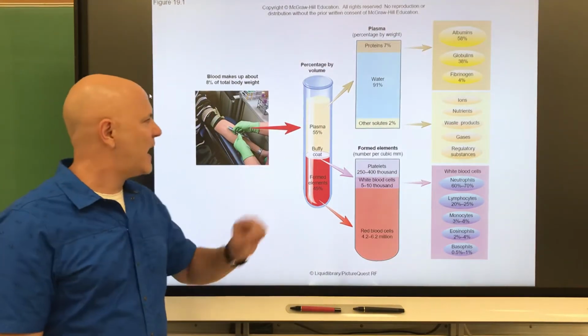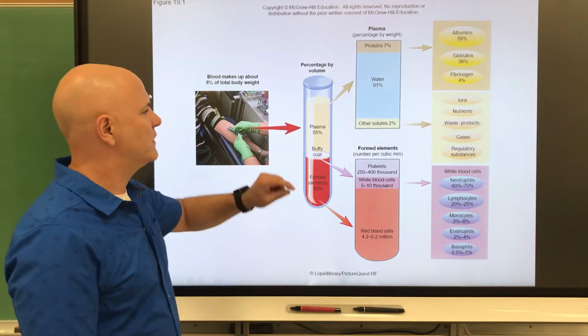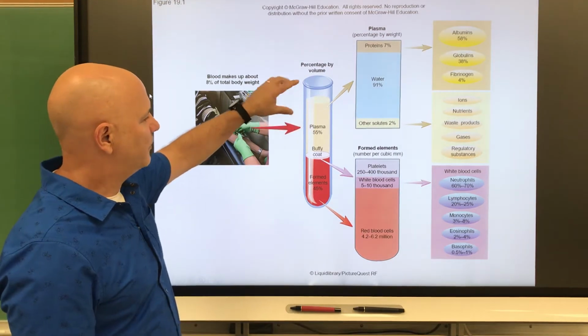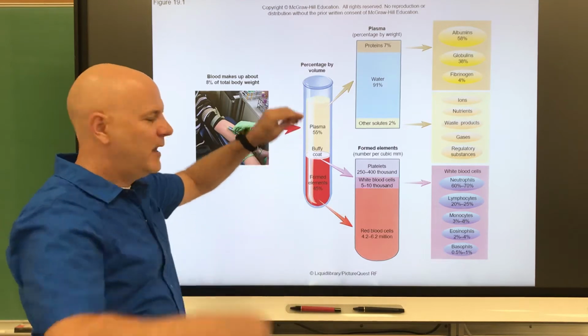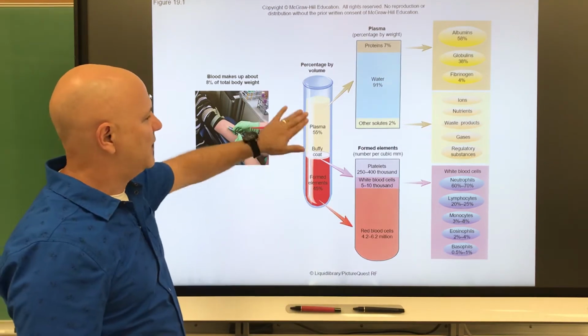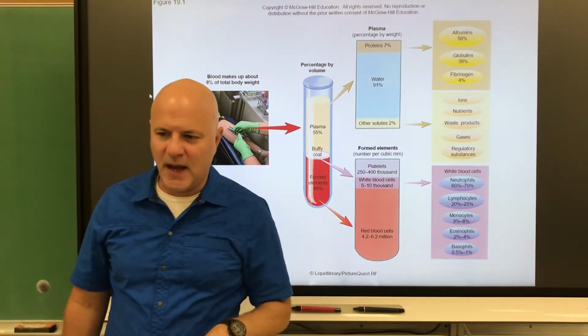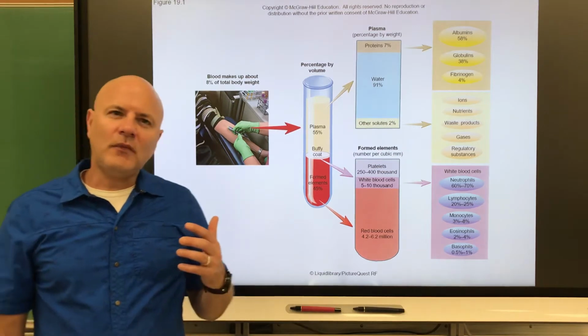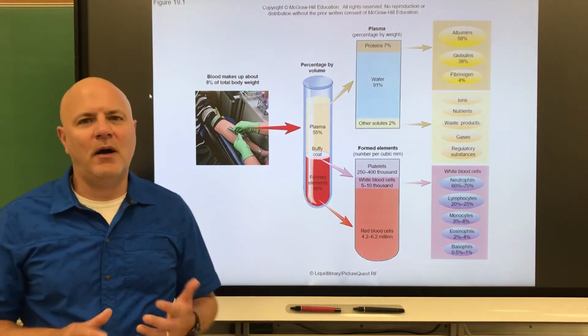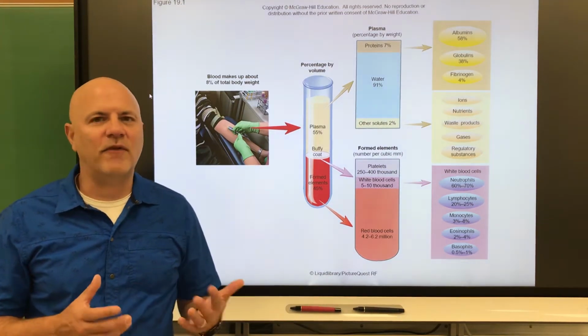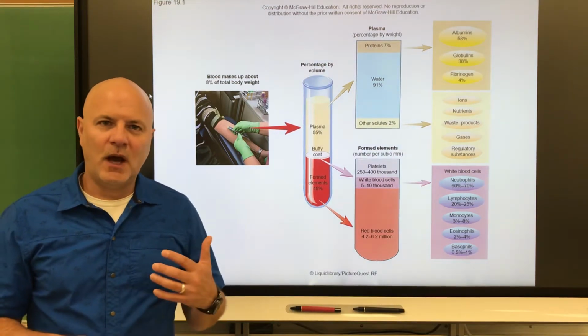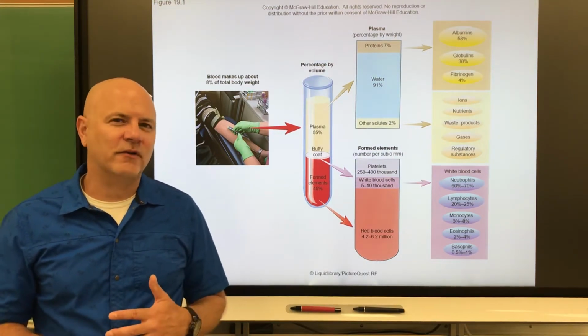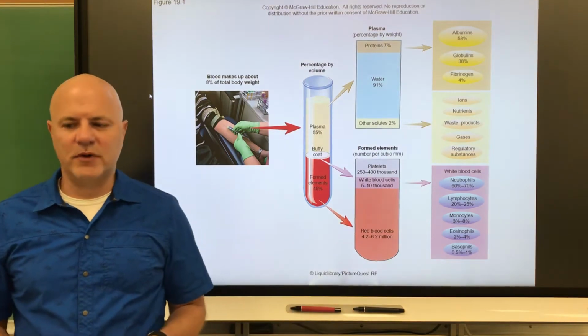So if you take blood out of somebody and you put it into a centrifuge and you turn it on, the centrifuge spins around, and so the heavier stuff goes to the bottom, the lighter stuff stays up at the top. So the typical volume amount of blood that we have in us is anywhere from 5 to 6 liters for males, 4 to 5 liters for females. So about 5 liters per person.